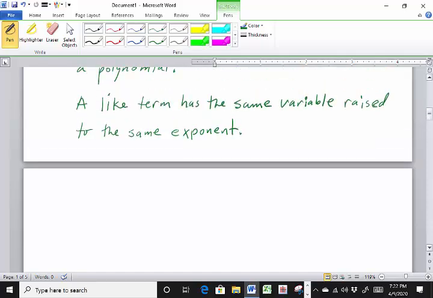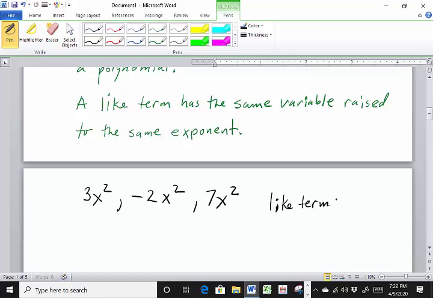So let's go ahead and take a look at some like terms. So let's say we have, for example, 3x squared, minus 2x squared, 7x squared. Okay, these are all like terms. All right? Why are they like terms? Well, like it says, has the same variable, so these all have the variable x, and the variable is raised to the second power. Okay?